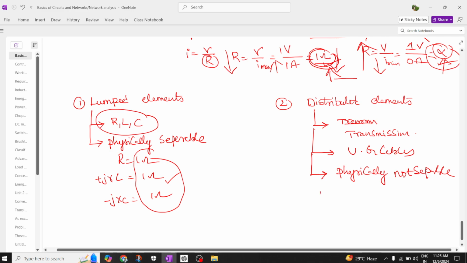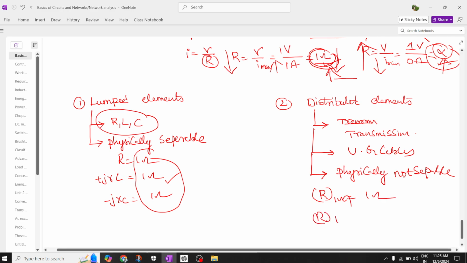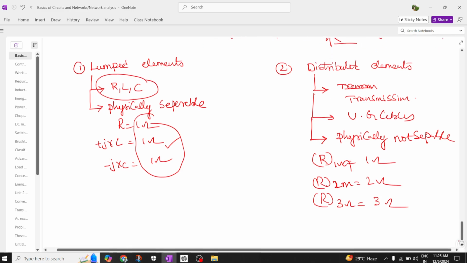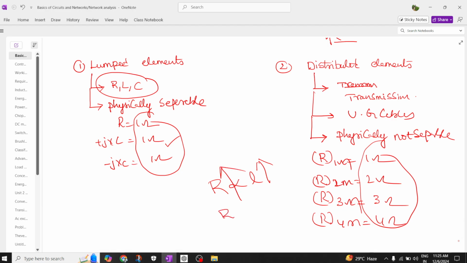So how will they be? For example, resistance at 1 meter is equal to 1 ohm. Resistance at 2 meters is equal to 2 ohm. Resistance at 3 meters length of the wire is equal to 3 ohm. Resistance at 4 meter length is 4 ohm. You can see here, with the increase of length of the wire, what is increasing? Resistance is increasing. This is related by the formula R equal to rho L by A.